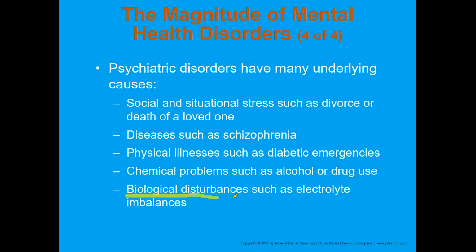Also, we could have biological problems. Electrolyte imbalances. Electrolytes carry nerve impulses. We talked about that when we were talking about referred pain. And if your patient doesn't have the proper chemistry inside their body, their brain could be sending off all sorts of messages. Their brain could be sending off inappropriate messages, and those messages aren't being carried and delivered appropriately.